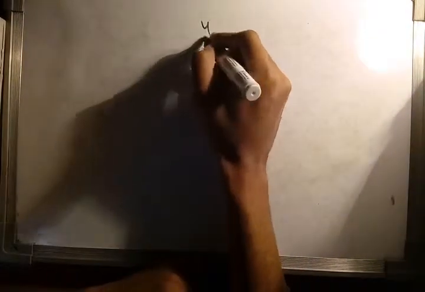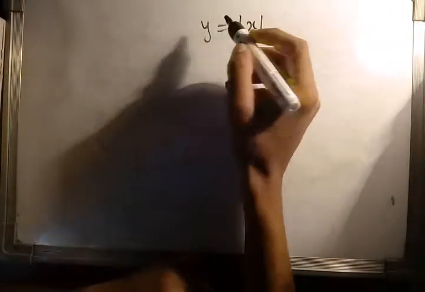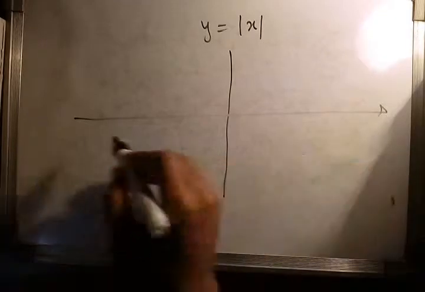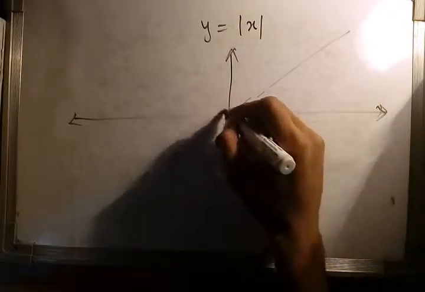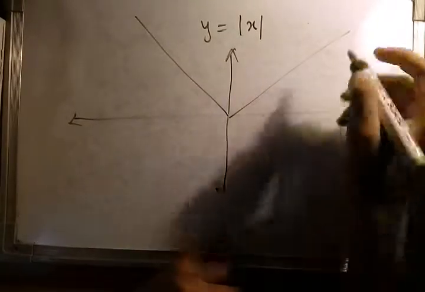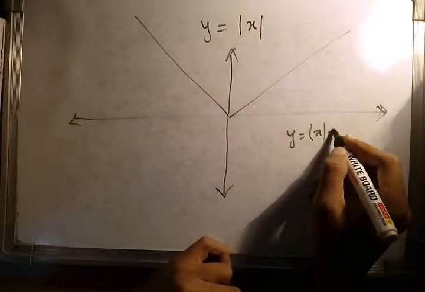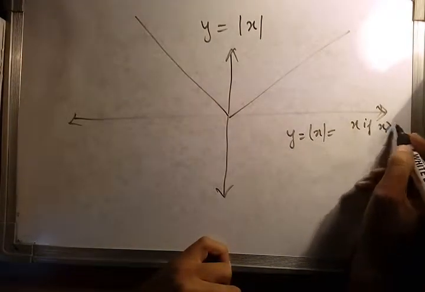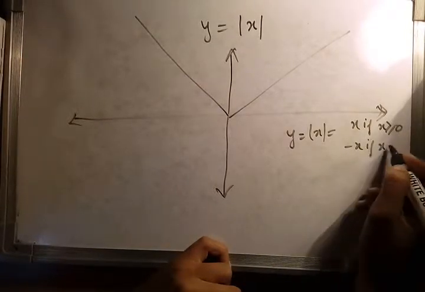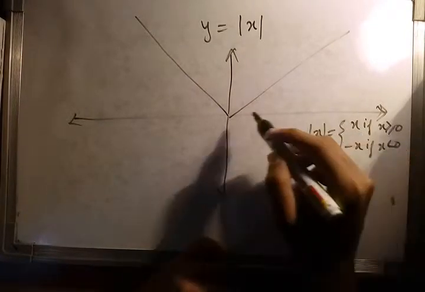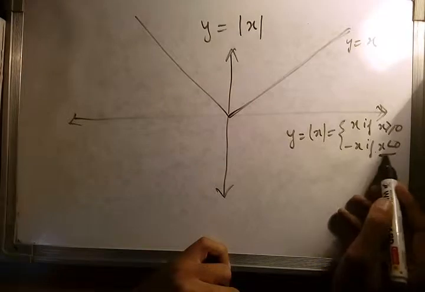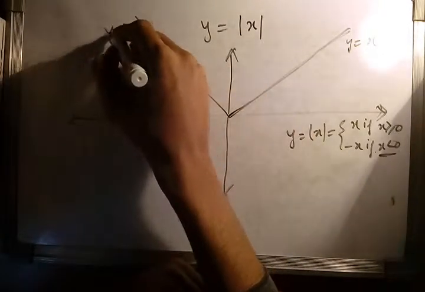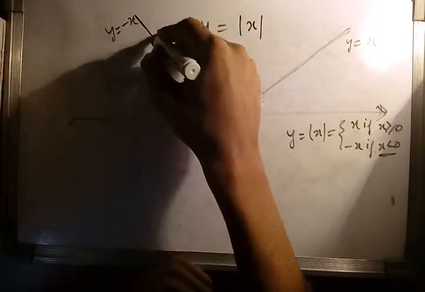Now I'm just going to show you the graph of a modulus function, y is equal to mod x. The graph is drawn like this. A straight line here and a straight line here. This is because y is mod x is nothing but equal to x if x is greater than or equal to 0 and minus x if x is less than 0. So if x is greater than or equal to 0, the graph goes like y is equal to x. And if x is less than 0, the graph goes like y equal to minus x. This is the graph of y is equal to minus x. The graph goes like this.